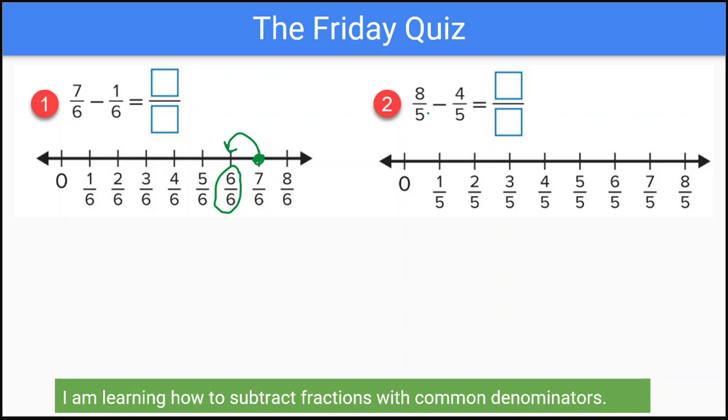This one right here, you'd start at 8/5, which is over here, and then you'd make 4 jumps going backwards because you're going to go backwards 4/5. I'm going to leave that up to you. You figure that one out. Kids, you're learning how to subtract fractions with common denominators.